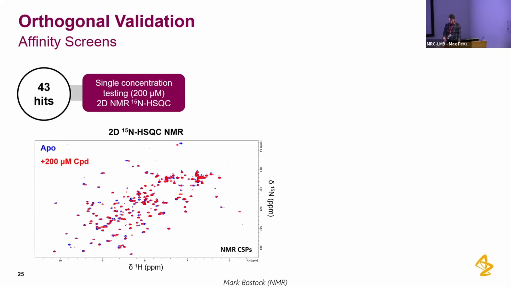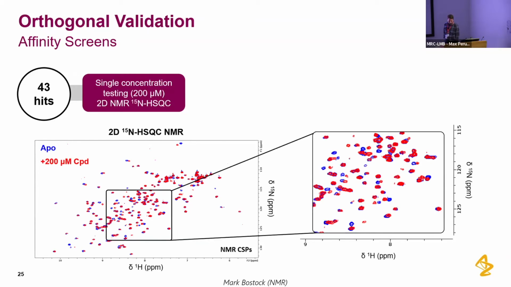So we can see the blue spectrum is the APO protein, and the red spectrum are the peaks from the protein plus compound sample. If the compounds didn't bind, you would expect all of the peaks to overlap, but you can quite clearly see that that isn't the case. There are plenty of blue peaks that are not sitting underneath red peaks. So that, for this particular compound, is strong evidence that it is interacting with the protein.